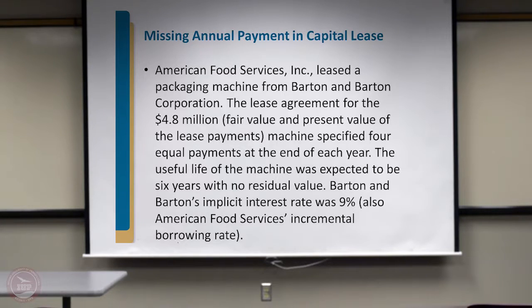There could be another application of the present value formula. Sometimes you might find that there is a missing periodic payment for the lease. To give you an example, American Food Services leased a packaging machine with a fair value of about $4.8 million, or the present value of the lease payments. The payment was to be made at the end of each year. The useful life of the machine is expected to be 6 years with no residual value, and the implicit interest rate was 9%, which was American Food Services' incremental borrowing rate as well.